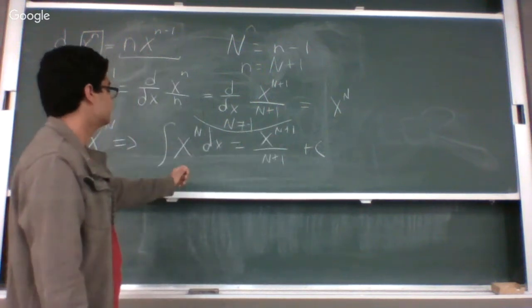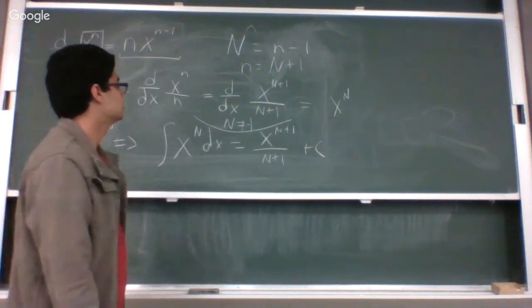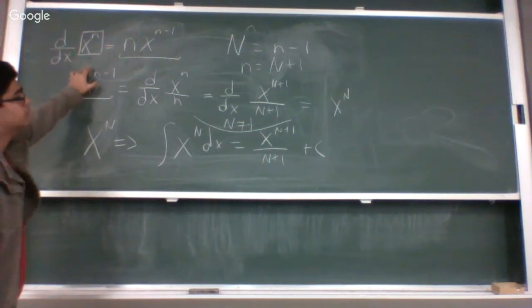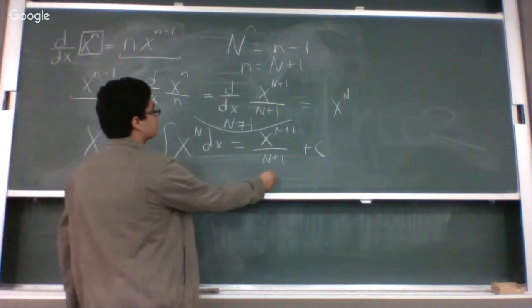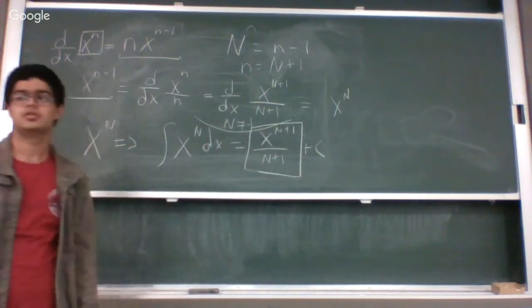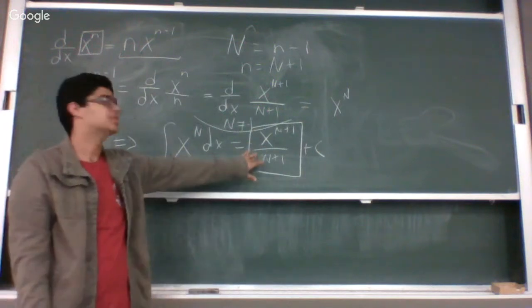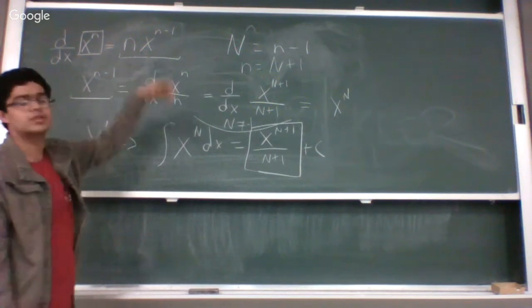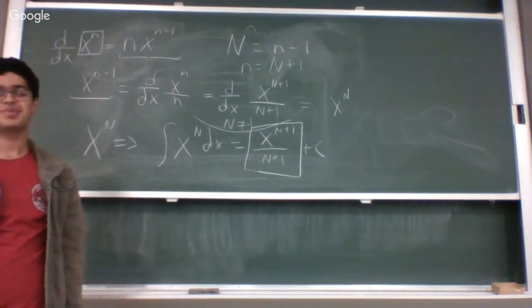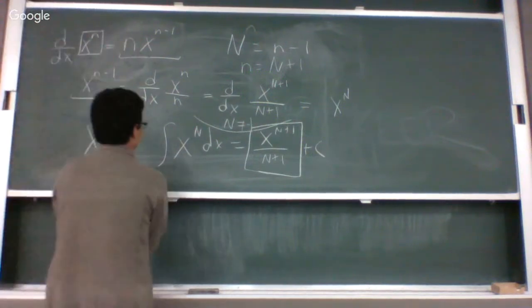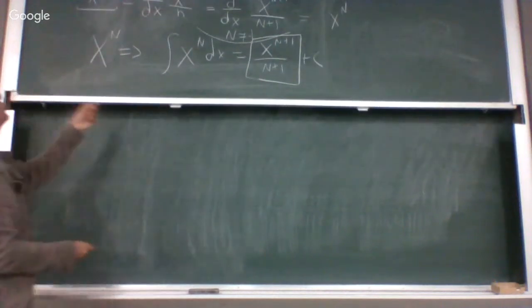The whole idea is trying to get this, which is this, from this x to the n minus 1. So that's the proof, and they might explain that better in the video, but I'm going to do an example, and hopefully that will clear everything up.